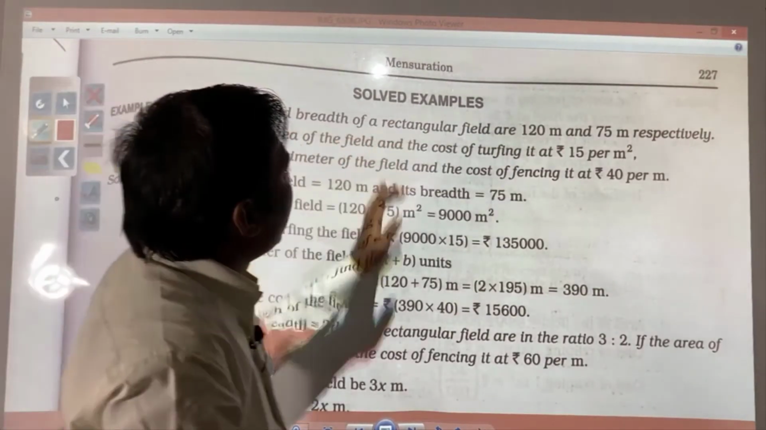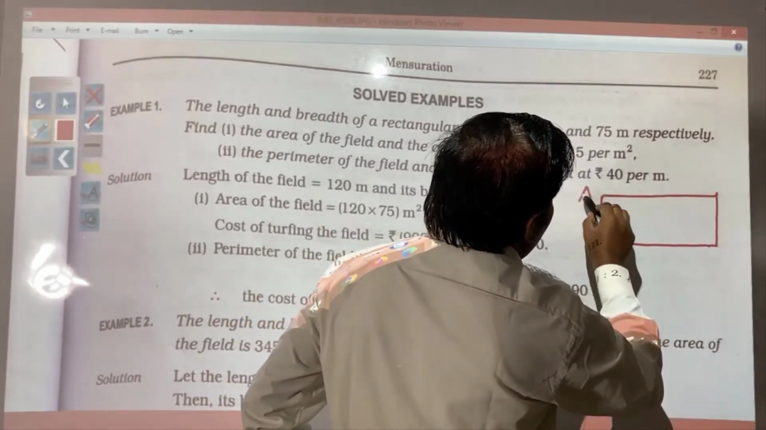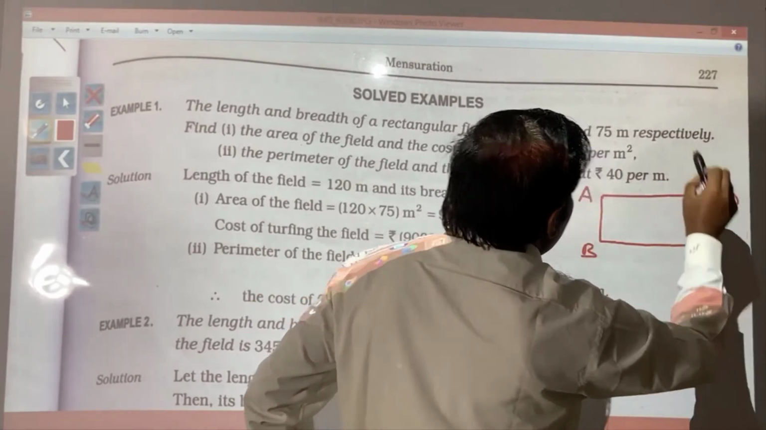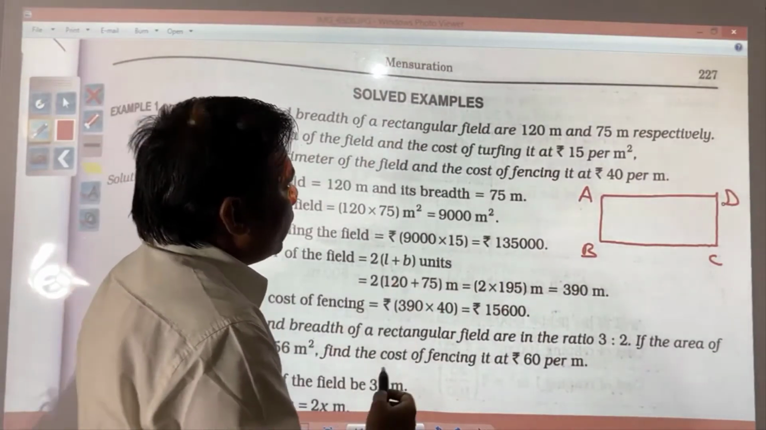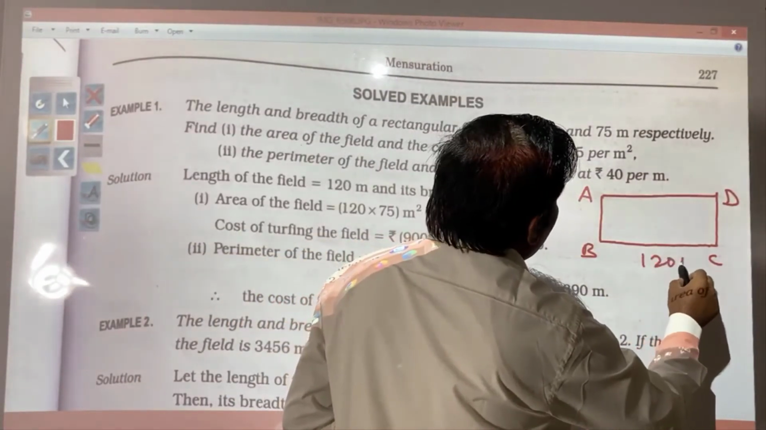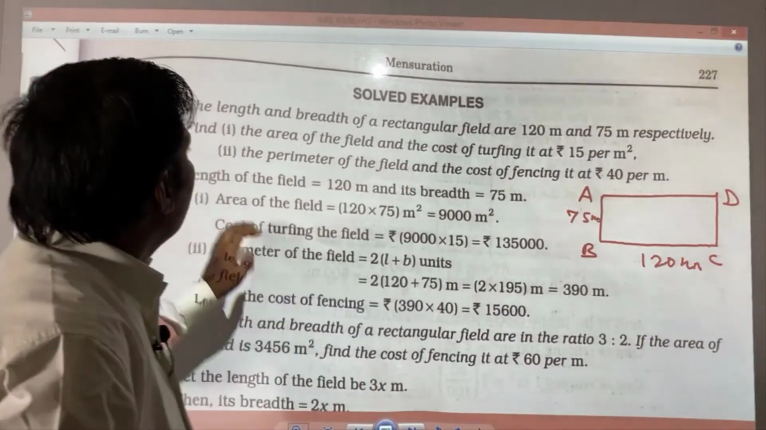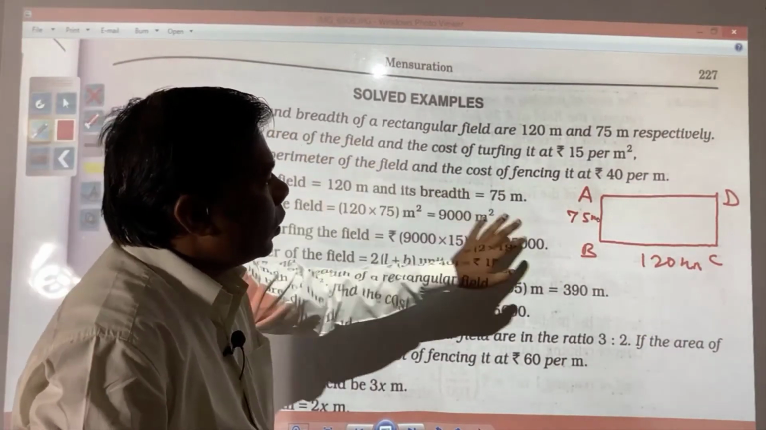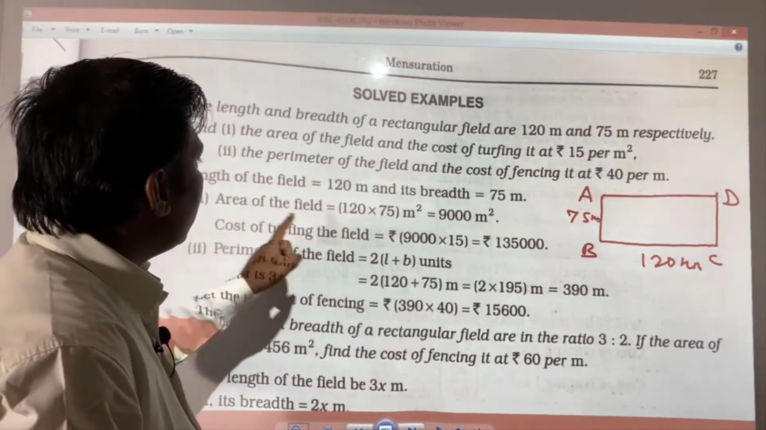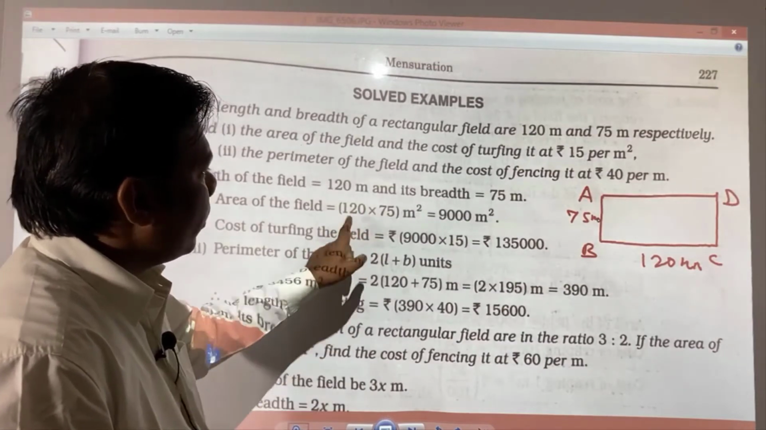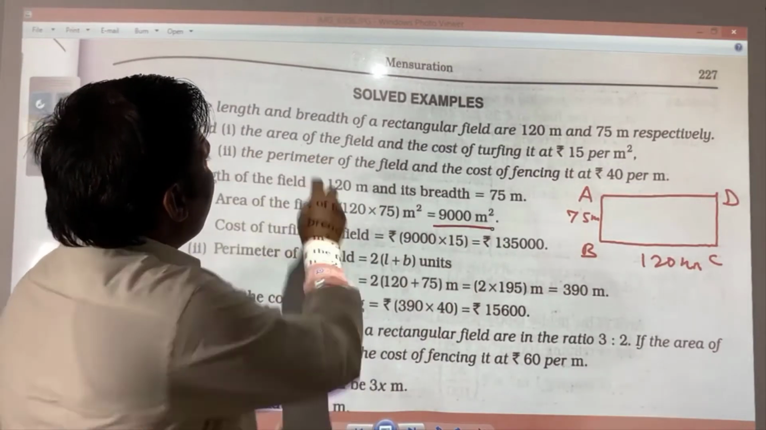The length and breadth of a rectangular field. Here you see, this is your rectangular field A, B, C, D. Its length and breadth are 120 meter and 75 meter respectively. So this is 120 meter and this is 75 meter. You need to find the area of the field. First of all, area of the field will be length into breadth, so 120 into 75. Just multiply, and you have got 9,000 meters square. You have got the area of the field.